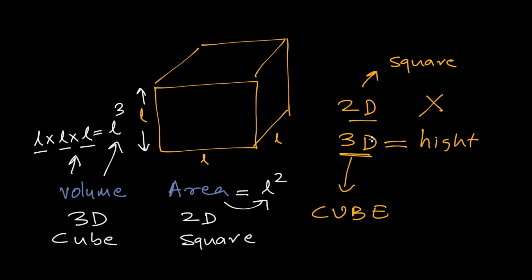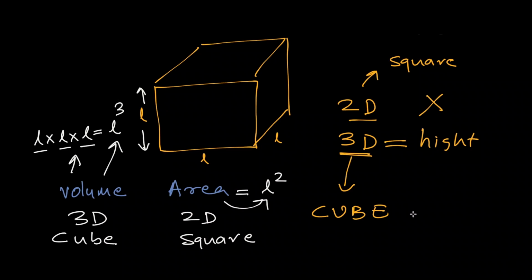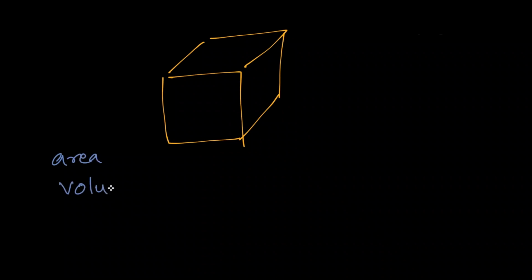So we are going to write all the formulas for the cube. This is going to be a cube because it has all sides equal. And what is the area, what is the volume, what is the lateral surface area, and what is the total surface area. What is the area? Because the lengths are the same, we say the area is L square.